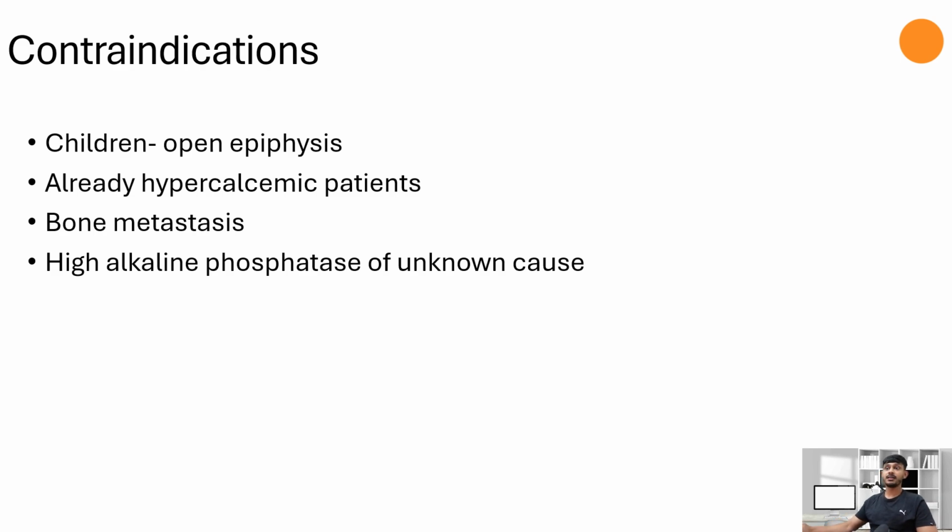Contraindications of teriparatide. We do not use it in children with an open physis, in already hypercalcemic patients, like patients with hyperparathyroidism or high calcium for any other cause, in patients with bone mets, and in patients with high alkaline phosphatase of any cause. Even if we don't know the cause, we have to first find out the cause of the high alkaline phosphatase and then consider treating with teriparatide.